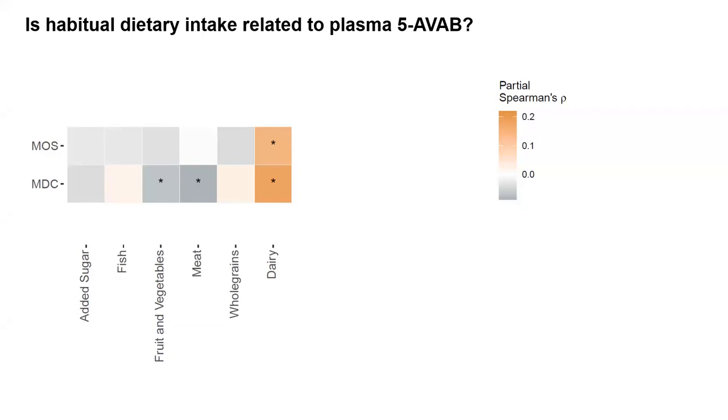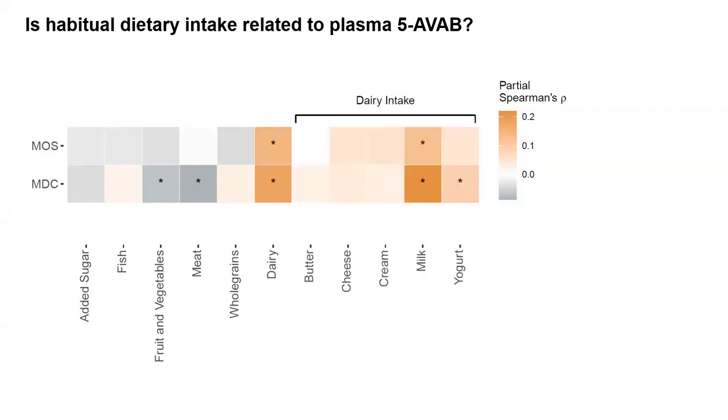And this was true in both the cohorts, it's quite reproducible. So if you broke dairy down into its components, for example, milk, yogurt, cream, cheese, and butter, we saw similar trends across the board. However, it seems like milk is the driving factor here. Okay, so it seems to have something to do with dairy and diet in general.